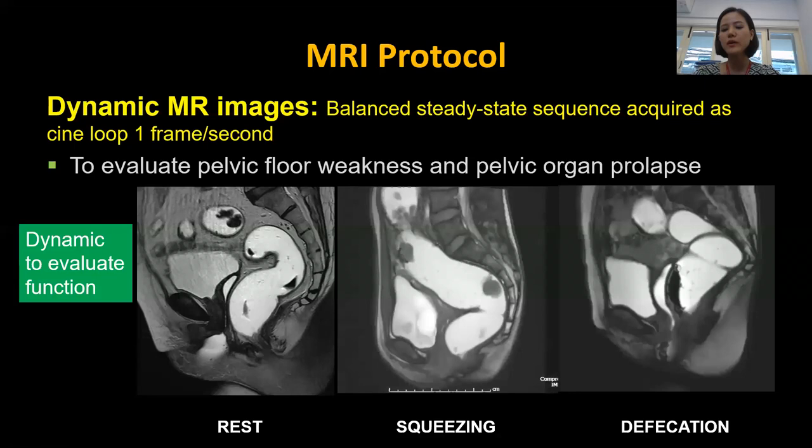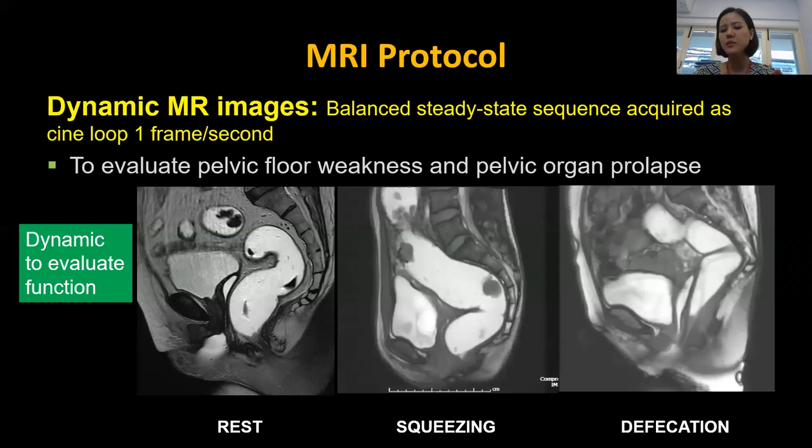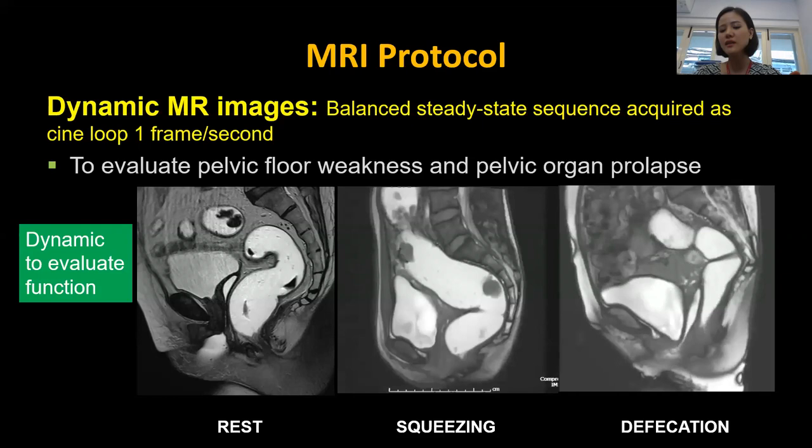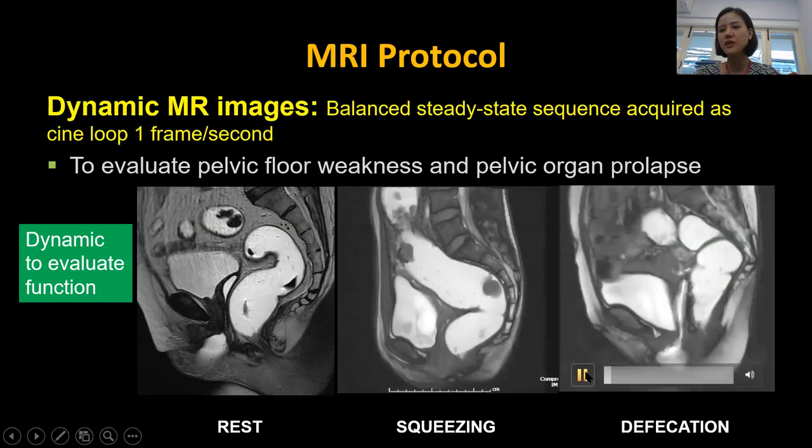And then we will instruct the patient to bear down for straining and defecation with maximum effort and repeat evacuation until the rectum is empty. Sequence time is about 60 seconds. The straining phase provides information about the competence of the internal and external sphincter.